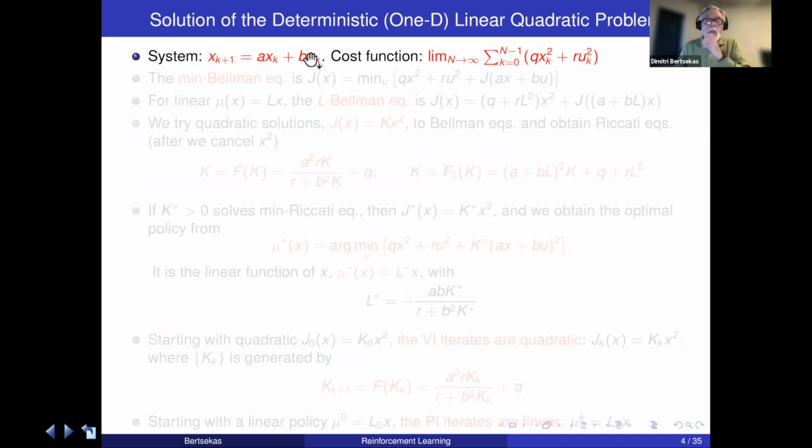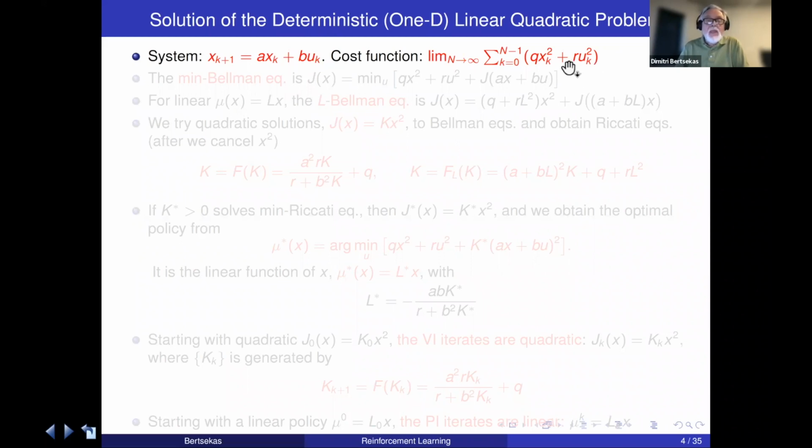Now you remember we were discussing one-dimensional deterministic linear quadratic problems where the system is linear. Xk is a state, it's a scalar. And Uk is a control, it's a scalar also. And A and B are known scalars. So this is a linear one-dimensional system. And the cost function involves quadratic cost, a quadratic cost on the current state and a quadratic cost on the current control. Q and R are positive numbers and express our desire to keep the state near zero and to keep the control also near zero.